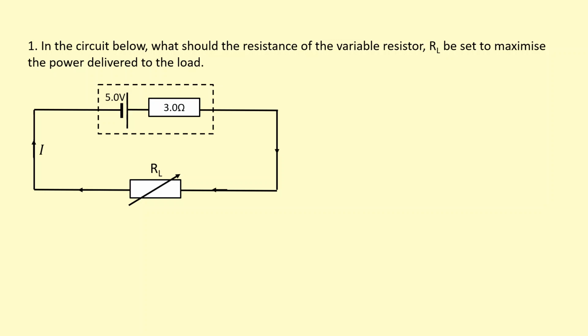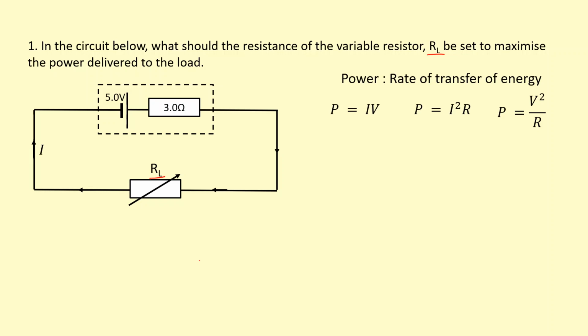Okay, in the circuit below, what should the resistance of the variable resistor RL be set to maximize the power delivered to the load? So first, we know the power is the rate of transfer of energy, and I can calculate it using any of these equations here. I'm going to focus on this one here.